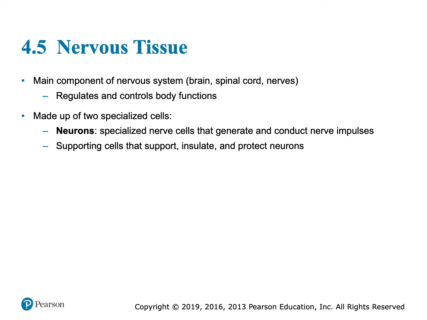Nervous tissue. The big nervous tissue cell that I want you to remember is the neuron. The neuron is the guy that does all the work. There's lots of other supportive cells. I'm not going to get into them now. We'll do those in the nervous system. So let's have a look at the neuron.